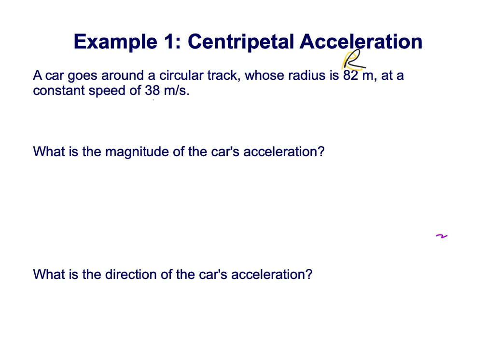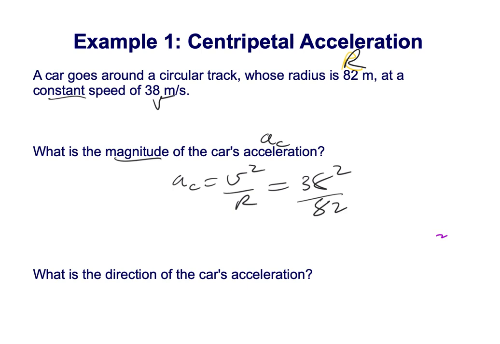At constant speed of 38. So that's V. What is the size of the car's acceleration? So AC. Okay, you might say 0 because it's not accelerating. The speed's not changing, but that's not what we're talking about. We're talking about the centripetal acceleration. So AC equals V squared over R. 38 squared over 82. Which I get 17.6, or rounding, 18 meters per second squared.